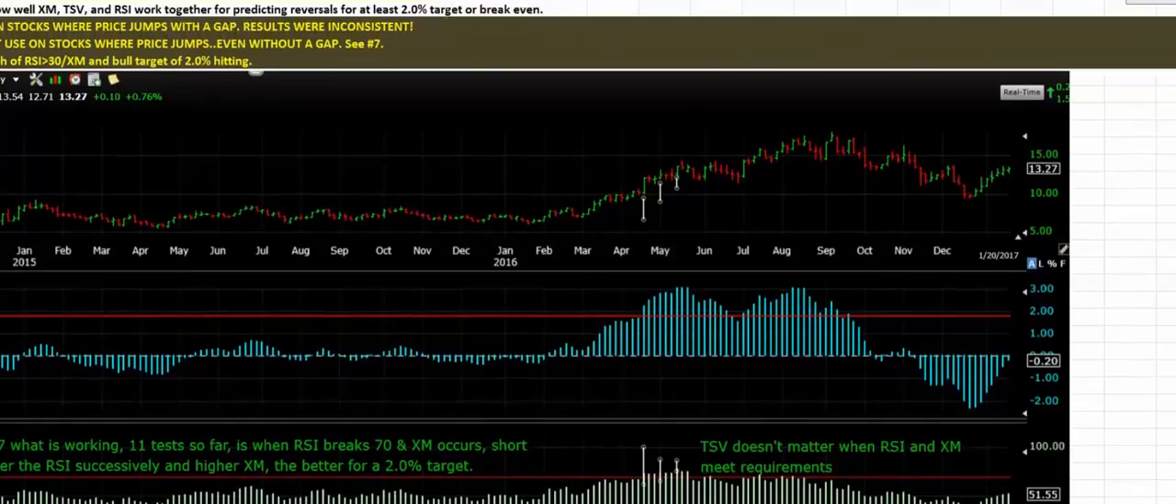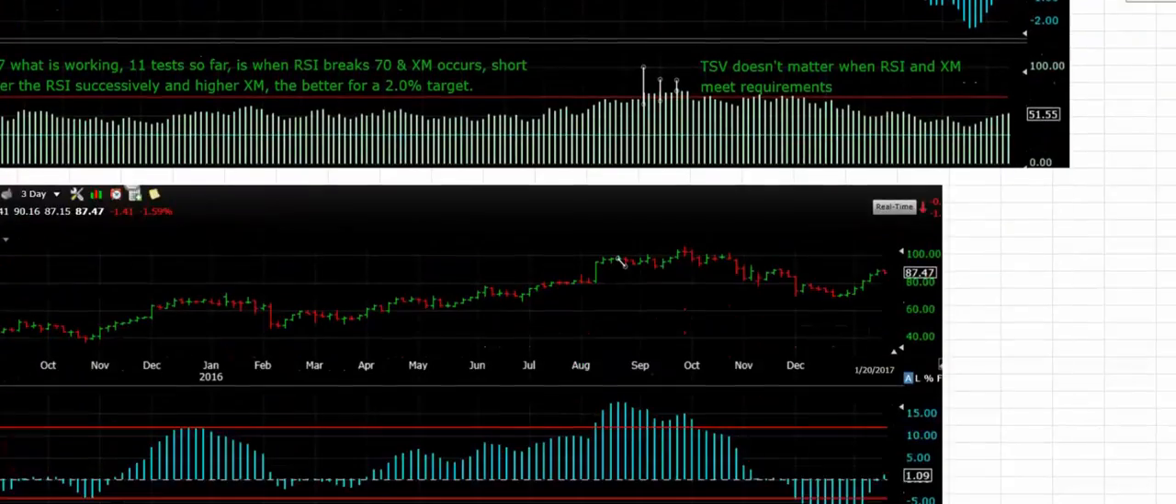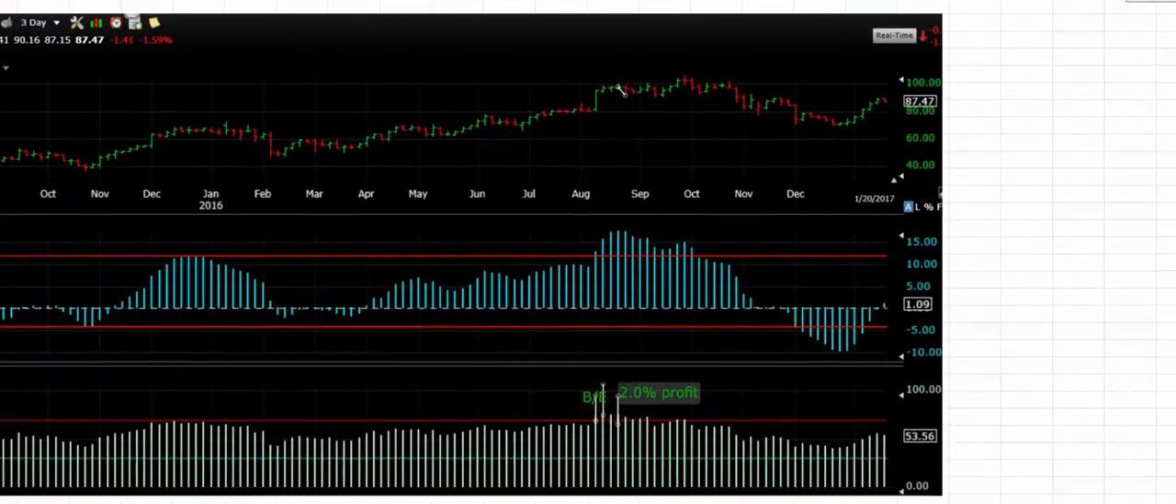So one of the rules: do not use on stocks where price jumps with a gap. The results were inconsistent. Kind of reading this right here. Also, further studying: do not use on stocks where price jumps even without a gap. See number 2. This is number 2 here.